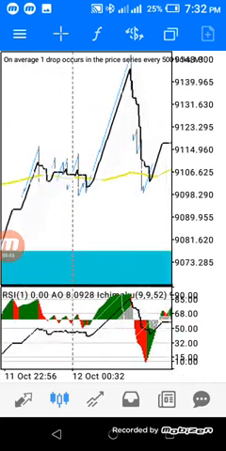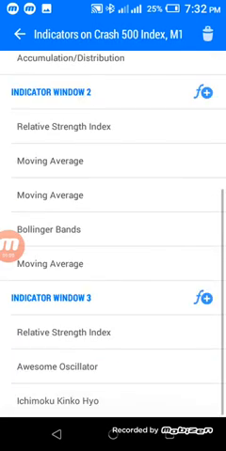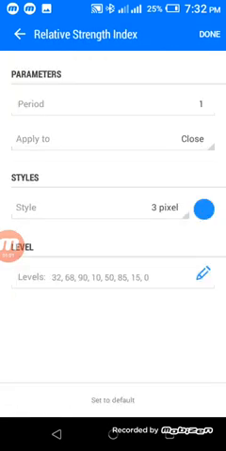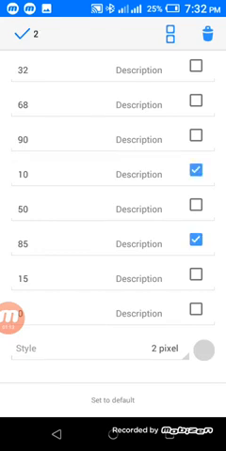Alright, so how does this strategy work now? First of all, the setup for this strategy, we're just going to be looking at the RSI period 1 applied to close, style 3 pixel, color of your choice. Then the levels. Now we're going to be looking at the most necessary levels. Actually, just forget about this and this.